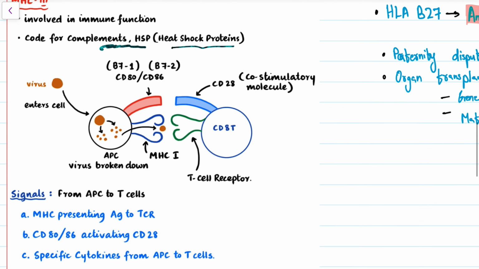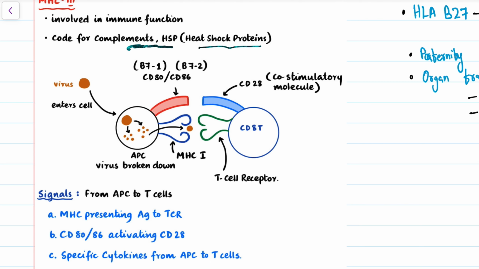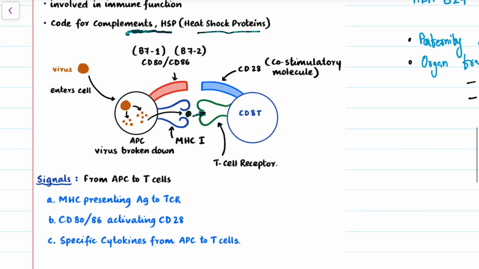So yeah, what happens is these APCs, after they catch the antigen, have to present it to the T cell, right? So first, a signal goes from the MHC presenting cell to the TCR, or the T cell receptor. See, here is the antigen. Please catch hold of it. And then this T cell has to attack it, right?